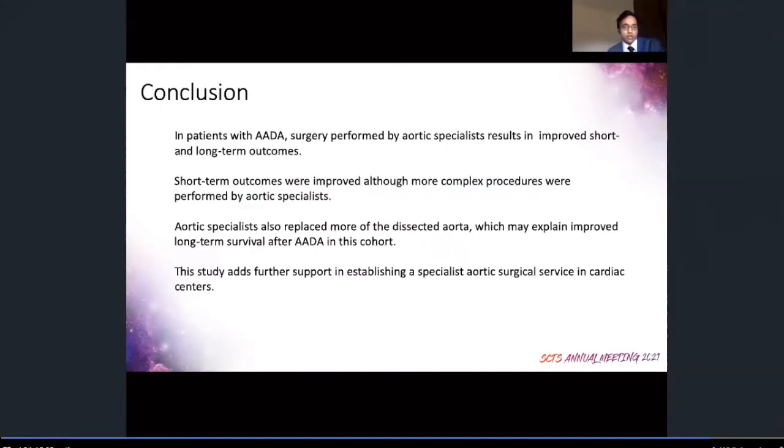In conclusion, for patients with an acute aortic dissection, surgery performed by an aortic specialist results in improved short and long-term outcomes. More complex procedures were performed by aortic specialists, and aortic specialists replaced more of the dissected aorta, which may in part explain the improved long-term survival in this cohort. This study adds further support in establishing a specialist aortic surgical service in cardiac centers.